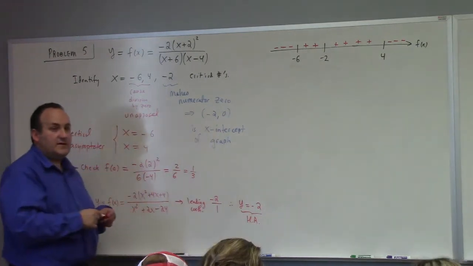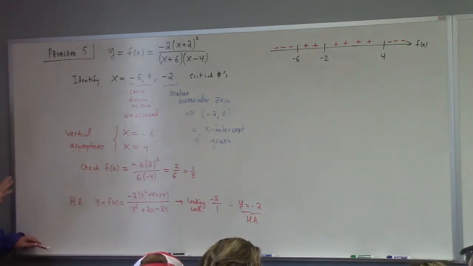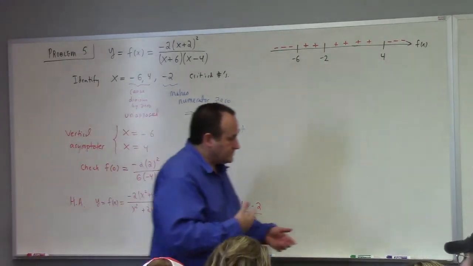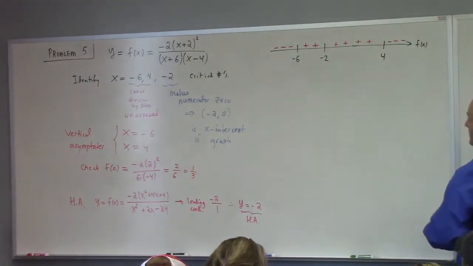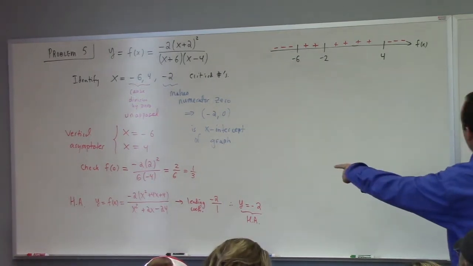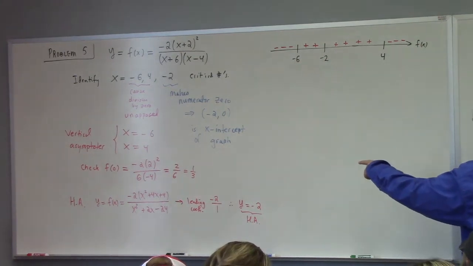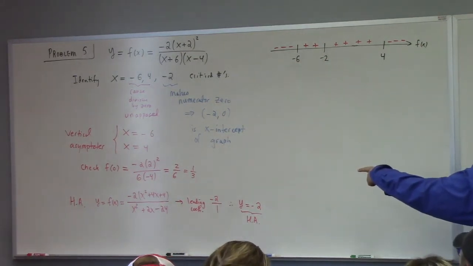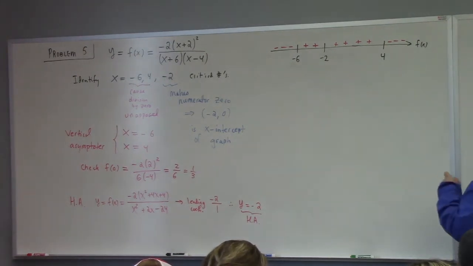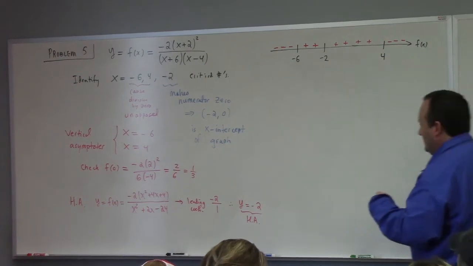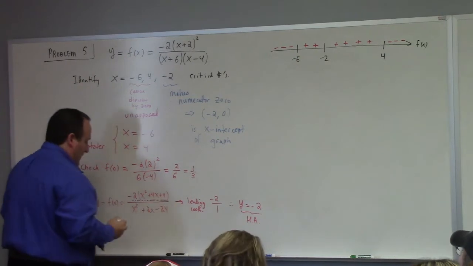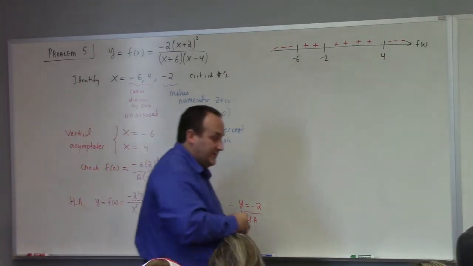Now, if you want to, you could do long division here and find the same. Do you want me to show you that? Sure. All right. So we've got upstairs minus 2 times x plus 2 squared, so that is actually minus 2x squared minus 8x. I'm just multiplying out this right here. And then we're dividing x squared plus 2x minus 24 into that.